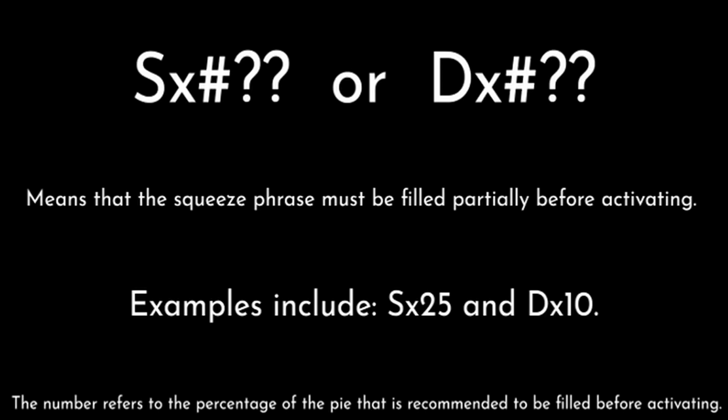A more rare version of both SX and DX is where a number is added on, such as SX25 or perhaps DX10. This means that the squeeze requires a little bit of the pie to be filled before the activation, as it is impossible to fill it all after the window. The number relates to the percentage of the pie that is recommended to be filled, such as 25% or 10%. Luckily, these acts are usually quite rare, so don't worry too much about them.